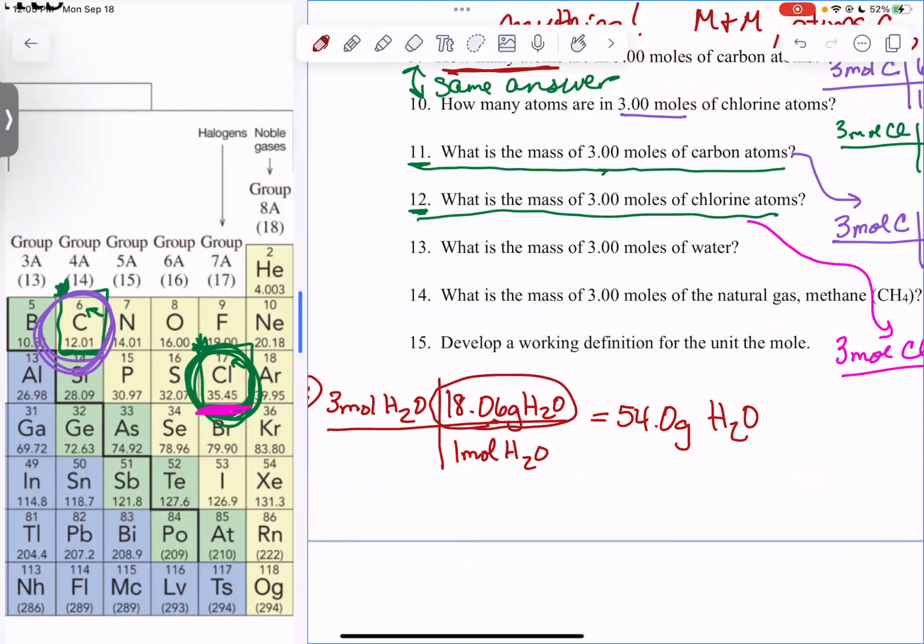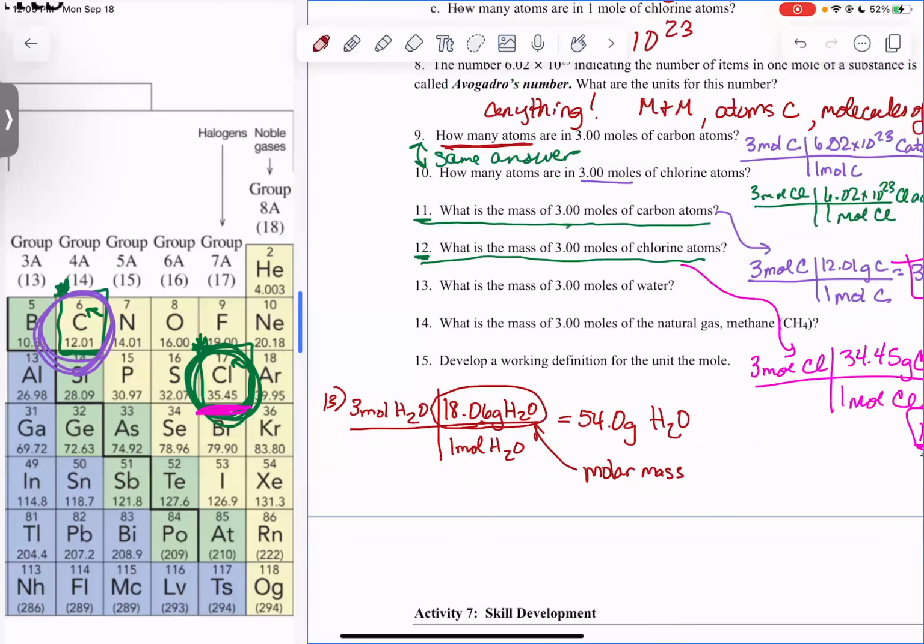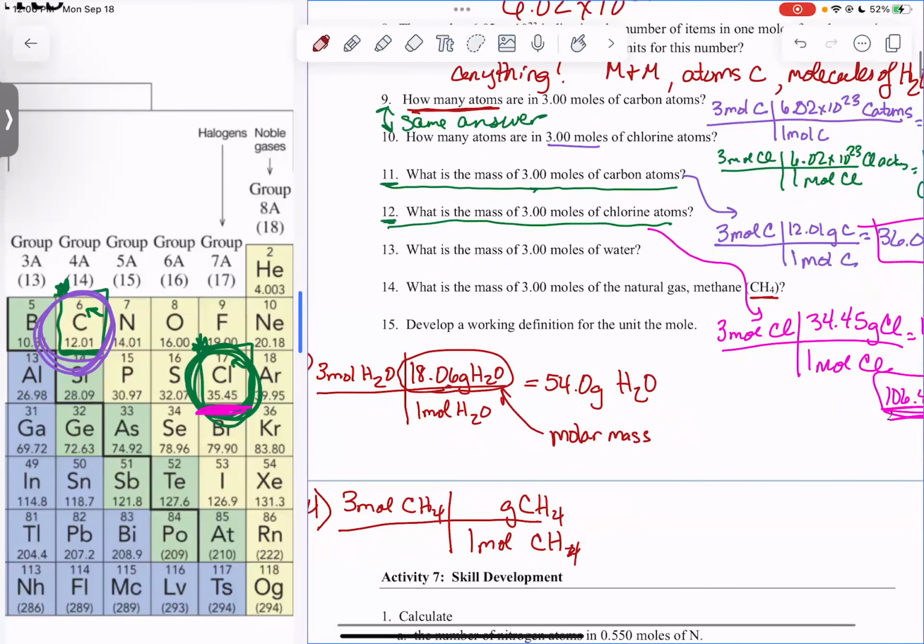So this molar mass here tells us the mass of 1 mole of whatever the substance is. So it's that many grams per mole. So we can do that with anything. So let's do that with number 14. Number 14 is something different. It's methane. We're still going to start with 3 moles of methane, CH4. But now we've got to figure out, in 1 mole of methane, how many grams of methane do we have? And so we actually have to go and do that math.